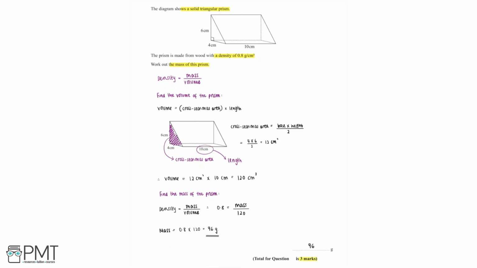This question is worth 3 marks. We get the first mark for finding that the volume of the prism is equal to 120 centimetres cubed. We get the second mark for substituting our values into our formula and for saying that 0.8 is equal to mass divided by 120. And we get the third and final mark for saying that the mass is equal to 0.8 multiplied by 120, which is equal to 96 grams, allowing us to get the full 3 marks needed in this question.